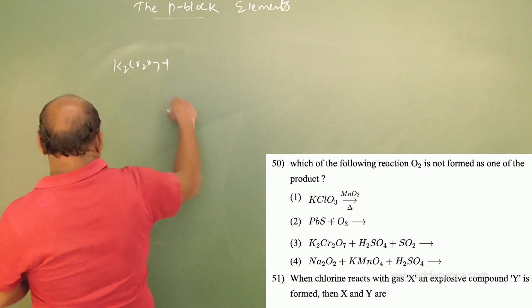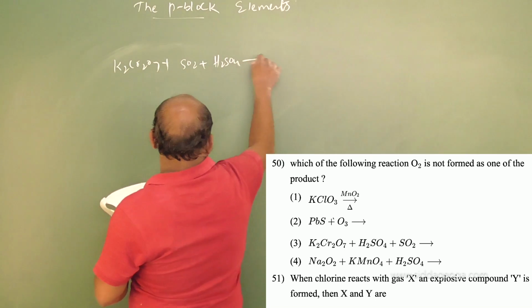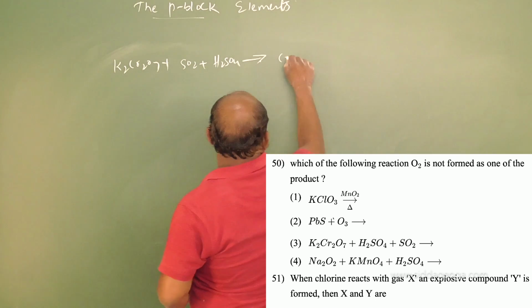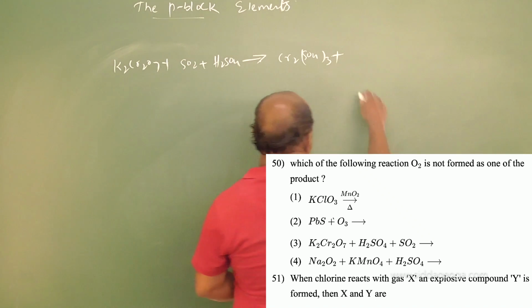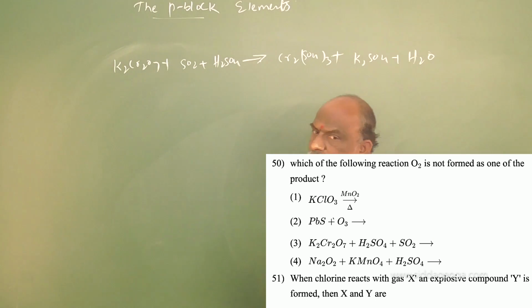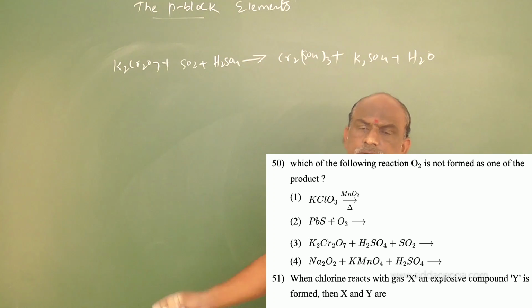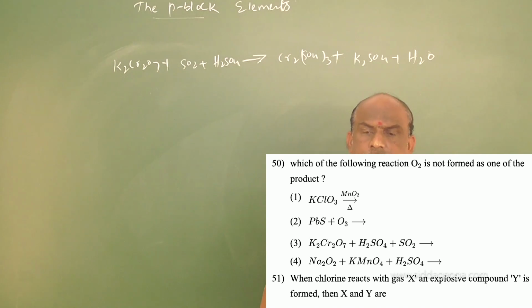K2Cr2O7 plus SO2 plus H2SO4 gives Cr2(SO4)3, chromic sulfate, and formation of K2SO4 and H2O. This will be the third reaction. The remaining reactions all liberate oxygen. In the fourth reaction also, with MnSO4, O2 is liberated, and liberation of O2 also takes place in the last example.